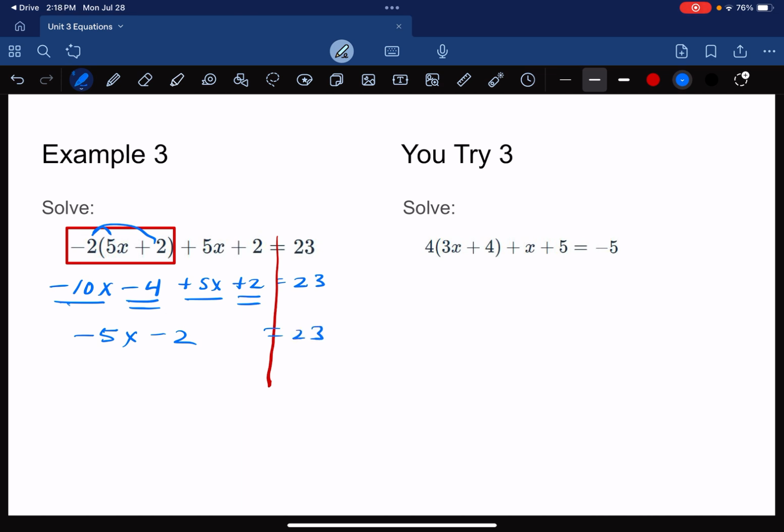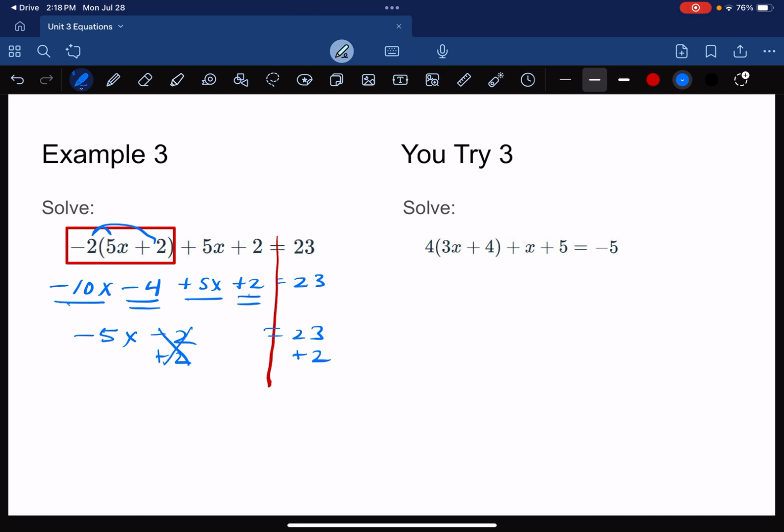Now I'm going to move like terms. Now I'm going to get rid of some things. So this negative 2 belongs over there with the 23. It doesn't have an x in it like the negative 5x. So I'm going to do the opposite. To get it to the opposite side of the equation, to get rid of it, we do the opposite.